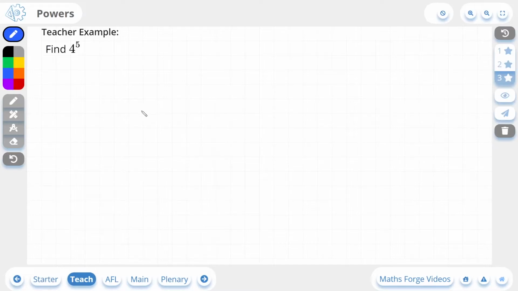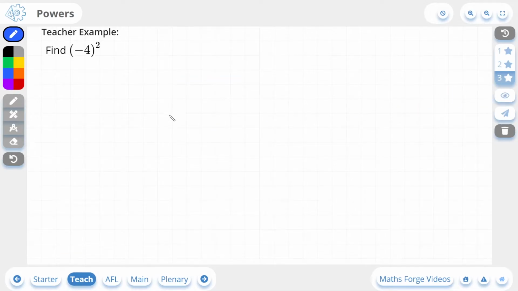Now let's do a 3-star example. Here we're being asked to find 4 to the power of 5. So the base number is 4, and we are going to be multiplying it onto itself 5 times. And if you do this calculation, this should give us 1024. And if we check our answer, there it is.